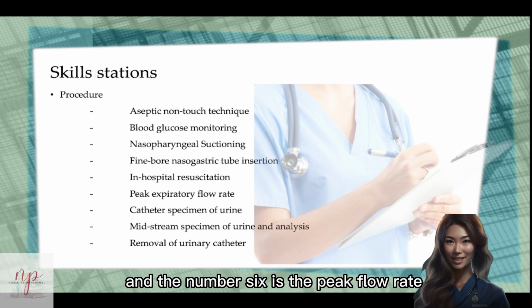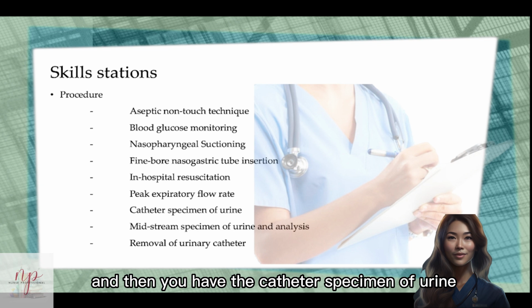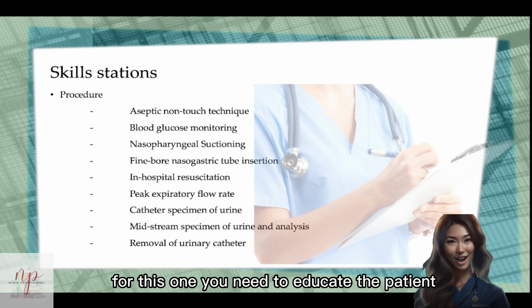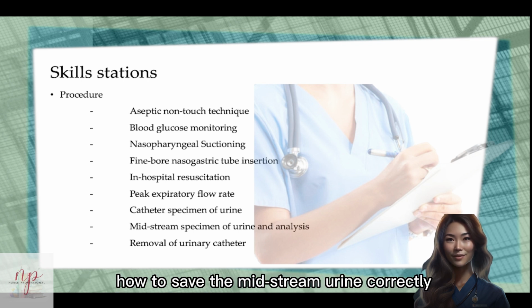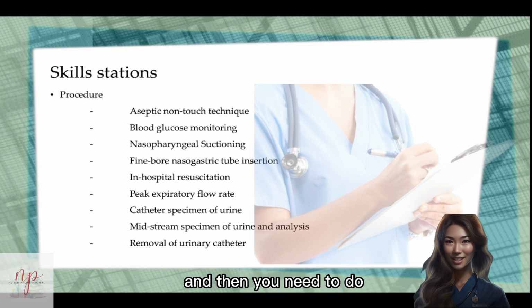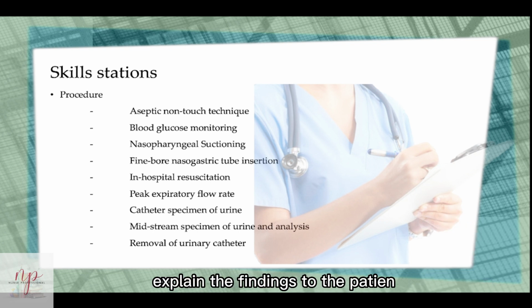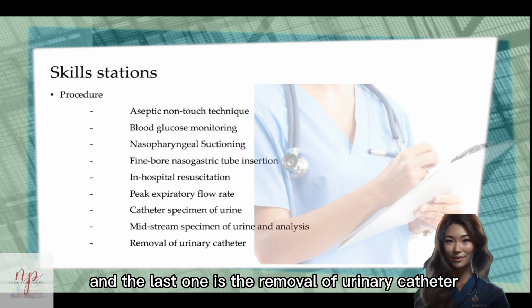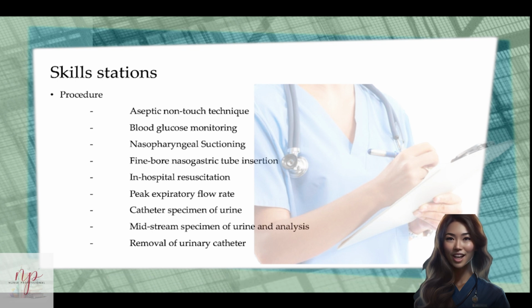And then number 6 is the peak flow rate, and then you have the catheter specimen of urine, and then midstream specimen of urine and analysis. For this one, you need to educate the patients how to save the midstream urine correctly, and then you need to do the urinalysis for the patients. You also need to explain the findings to the patients and any follow-up needed. And the last one is the removal of urinary catheter.